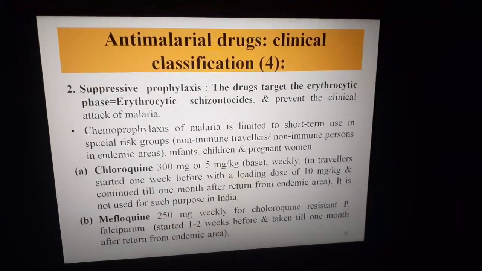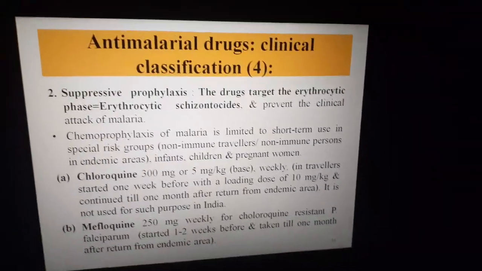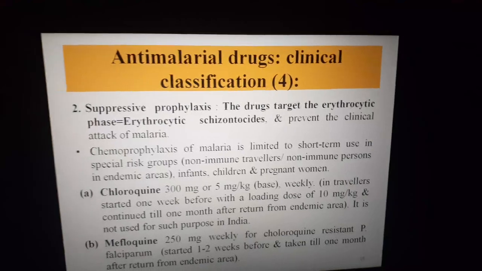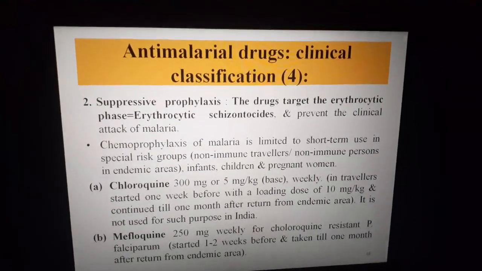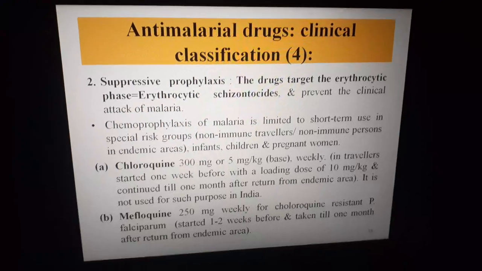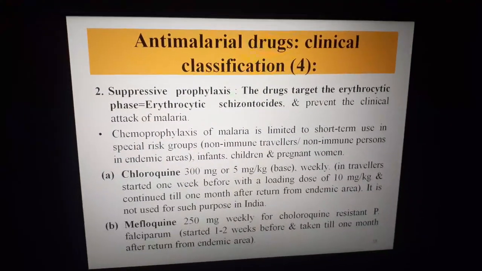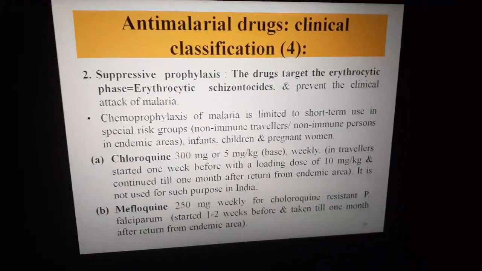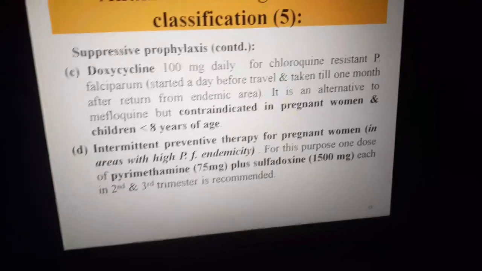Suppressive prophylactics: these drugs target the RBC stages, that is the erythrocytic cycle. They prevent the clinical attack of malaria, and the drug is chloroquine in the sensitive areas, but the preferred drugs are mefloquine and doxycycline.